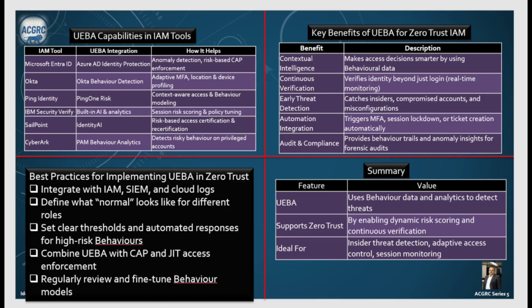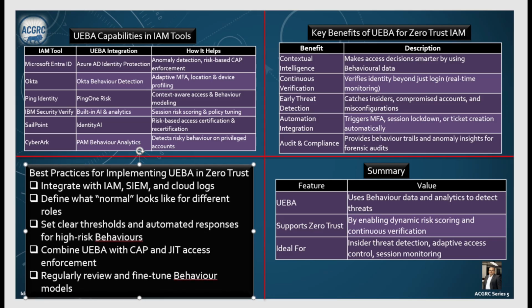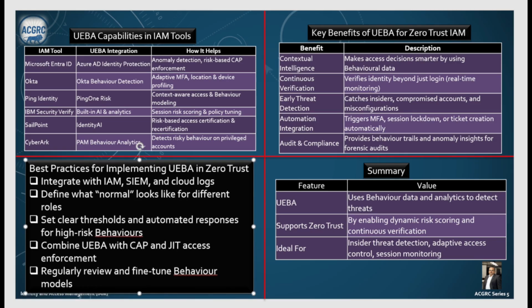Let's look at the capability perspective. Well, the tools are the standard ones that we discussed earlier, but from our perspective, if you look at UEBA integration from a Microsoft Entra ID perspective, it uses Azure AD Protection and helps with anomaly detection and risk-based CAP enforcement. From Okta, it helps in adaptive MFA, location and device profiling.